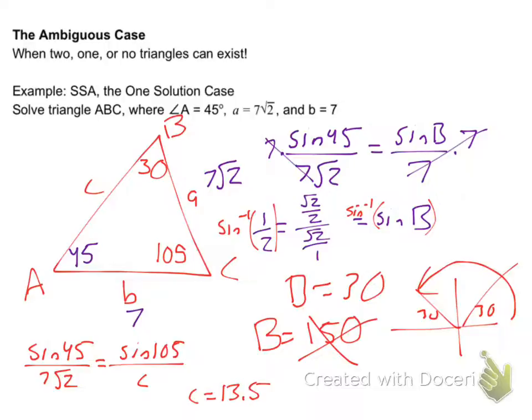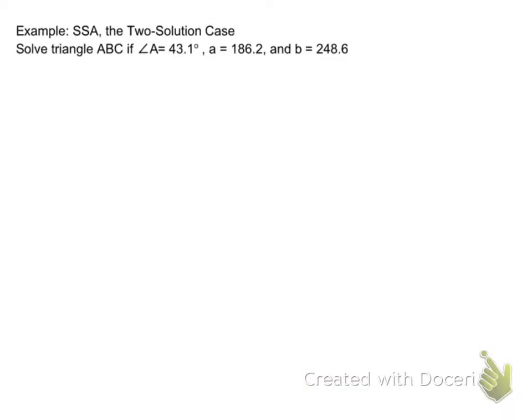13.5. So we got our pieces, right? We solved the triangle. Okay. The next one, though, the directions say, hey, solve the triangle. But this one has 2 solutions. You know what that means? When we found B last time, 30 and 150, one of them didn't work. This time, both could potentially work. And so we have to state both of those options.